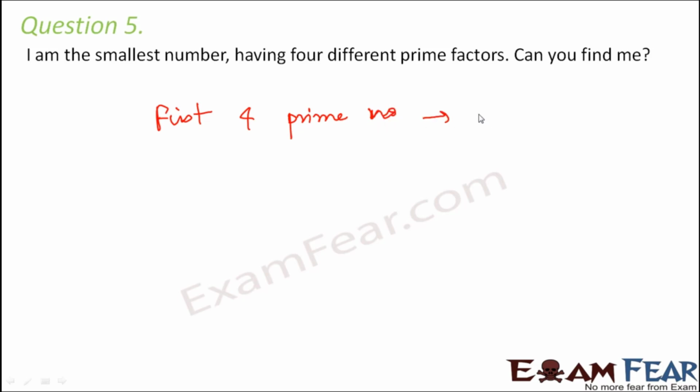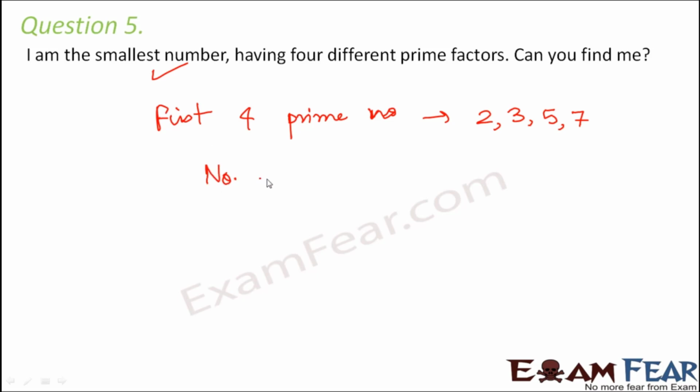Which is the first prime number? Prime number starts with 2. Next is 3. Next is 5. And next is 7. Now it says that it is the smallest number which has 4 different prime factors. Since the number is smallest, therefore the factors will also be small. That is quite obvious. And it also says that none of the factors are repeated. Like 4 factors and they are 4 different numbers.